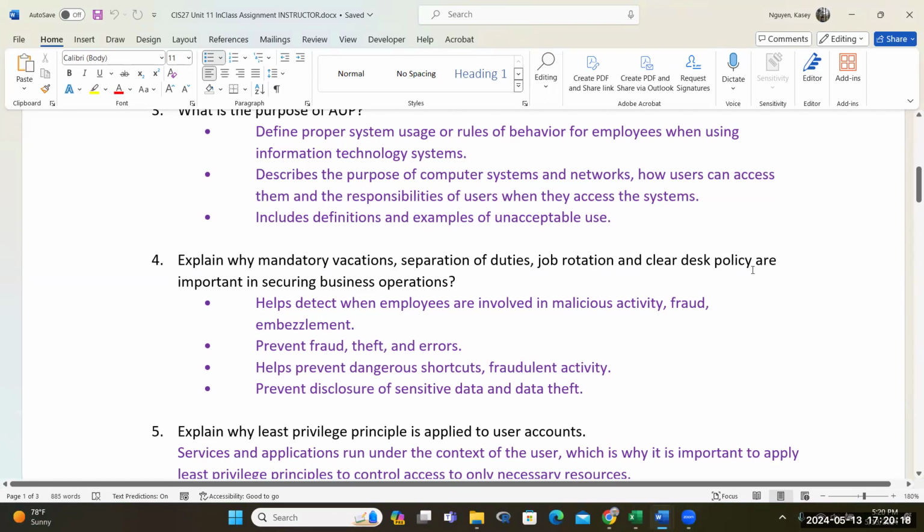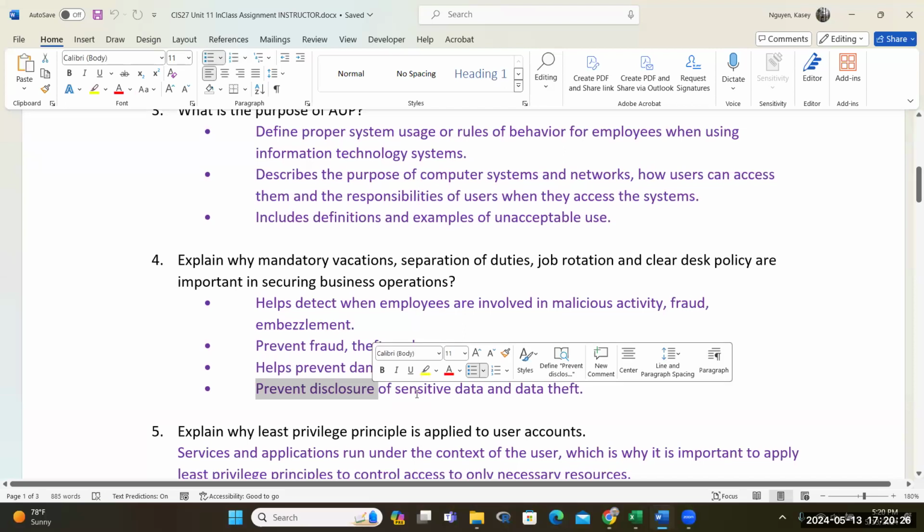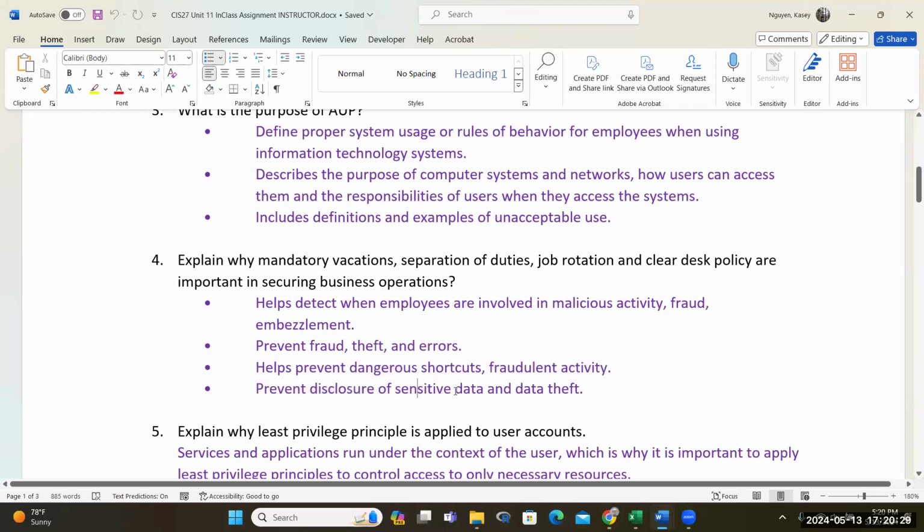And then the clear desk, this is common in a lot of places, including manufacturing. You would see that it would prevent disclosure of sensitive design or data theft. So that way people don't leave the facility with printouts, right? With USBs, with things like that. And with that, we would control print jobs, right? USB connections, and then monitoring.